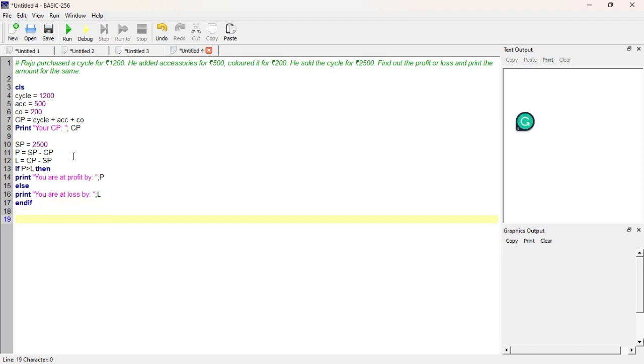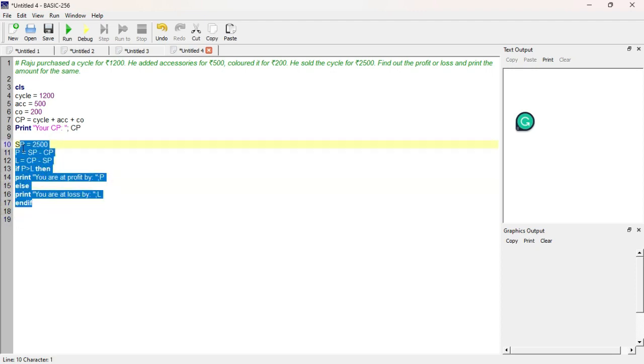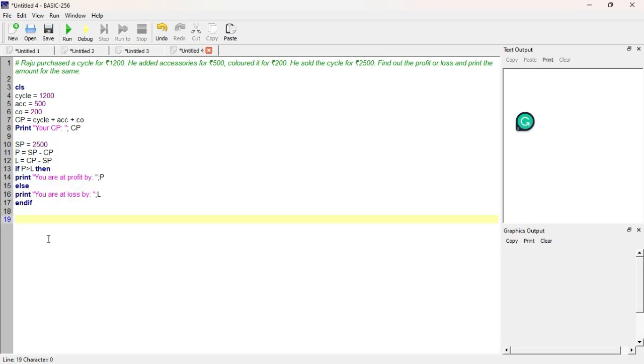Then a second condition I am going to put. What is it going to check? Whether it is a loss or a profit. Now the next condition will tell you the amount. If P is greater than L, then amount is equal to CP plus P, profit.